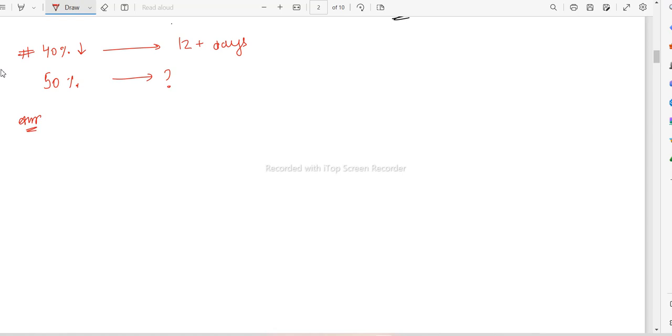So how will you proceed with this kind of question? Basically, you know that if I take 40% of the efficiency he used, 40% is 2 by 5. So the original would have been 5.